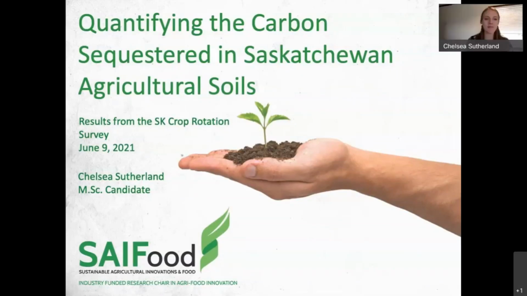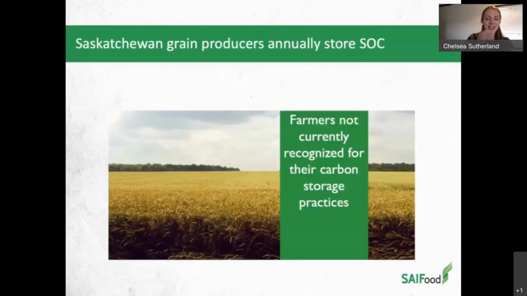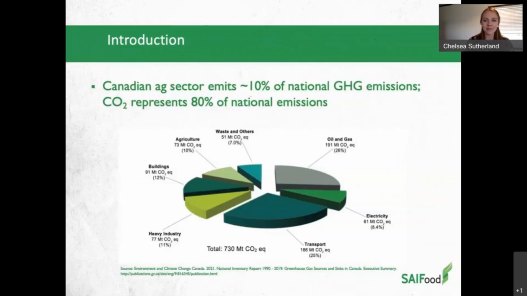So the focus of my presentation is that Saskatchewan grain producers annually store soil organic carbon in their soils. But the challenge is that farmers are not currently recognized for their carbon storage practices. As a bit of an introduction, the Canadian ag sector emits about 10% of Canada's total national greenhouse gas emissions. And of these total emissions, carbon dioxide represents about 80%, so a fairly significant portion of Canada's emissions.